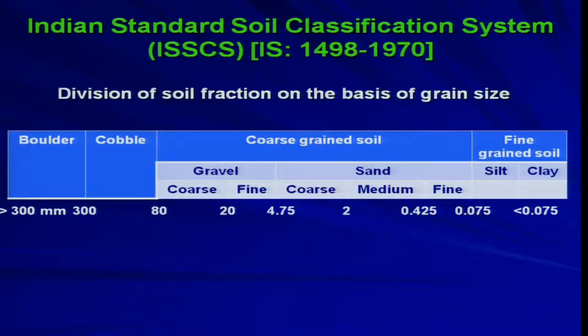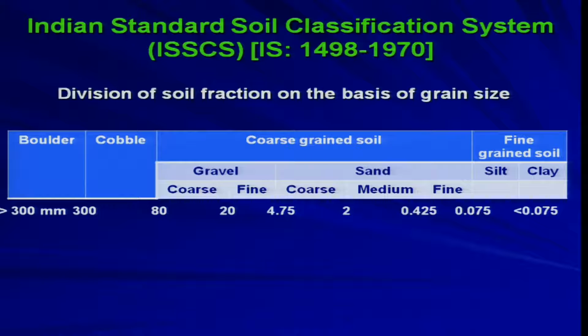Now, coming to the division of soil fractions on the basis of grain size as per the Indian Standard soil classification system. If you have a soil particle which is greater than 300 millimeter, it will be classified as boulder. Then 300 to 80 millimeter will be classified as cobble.